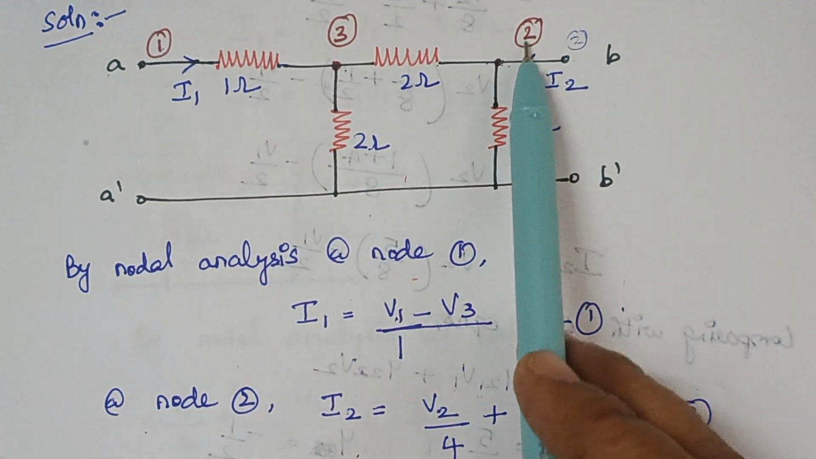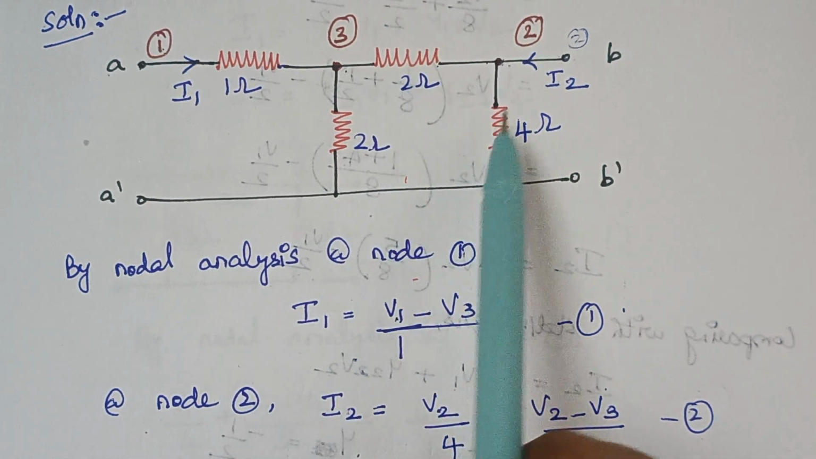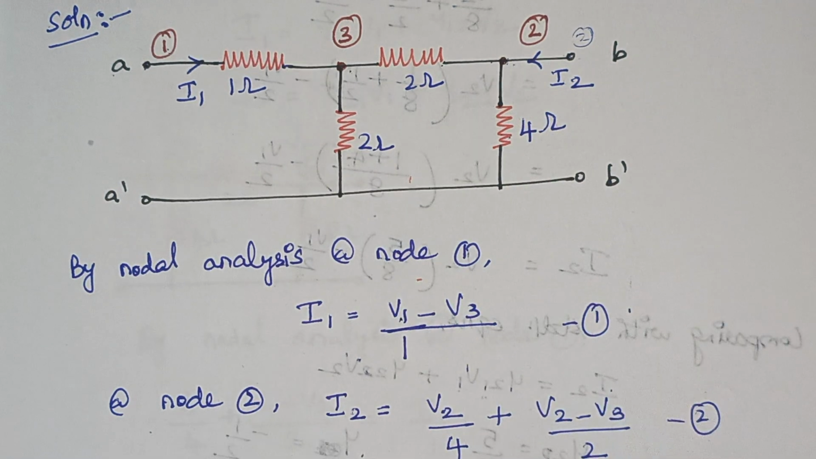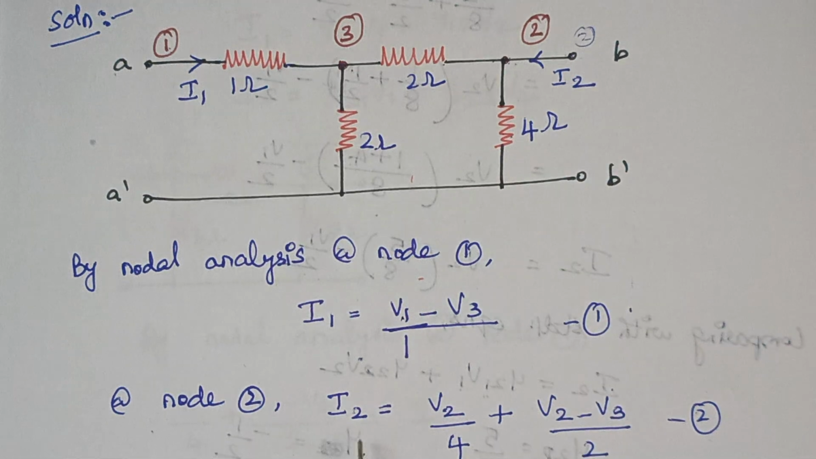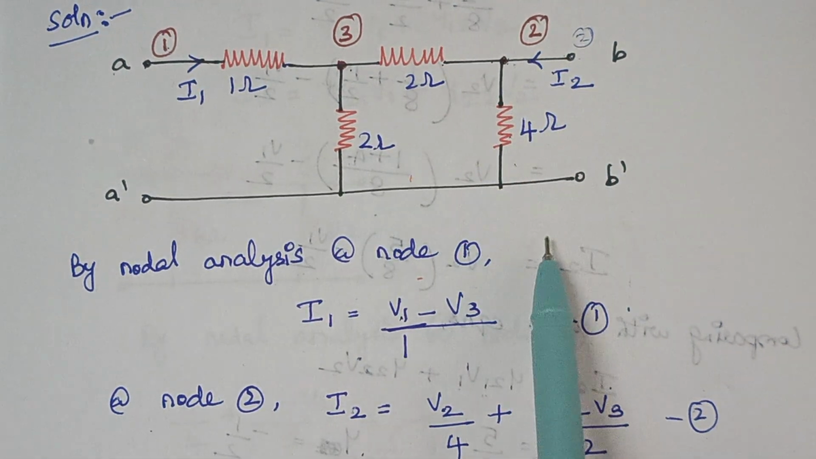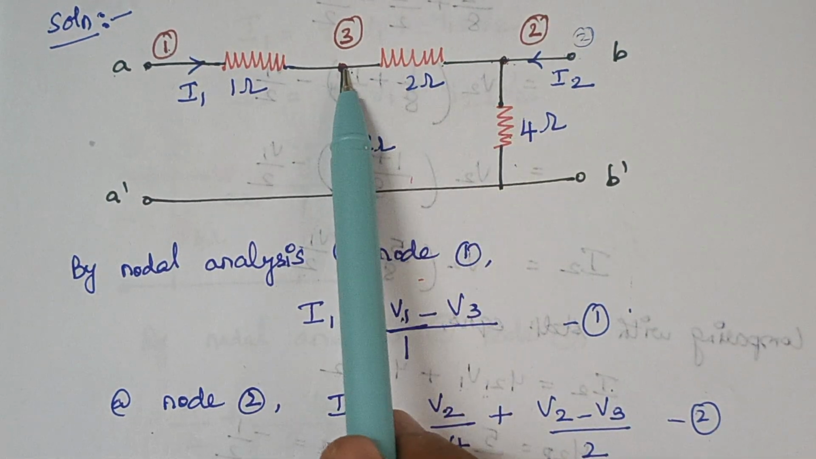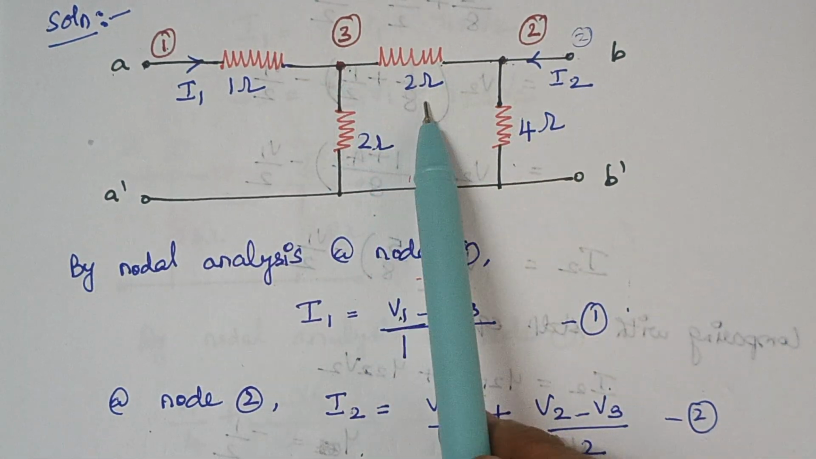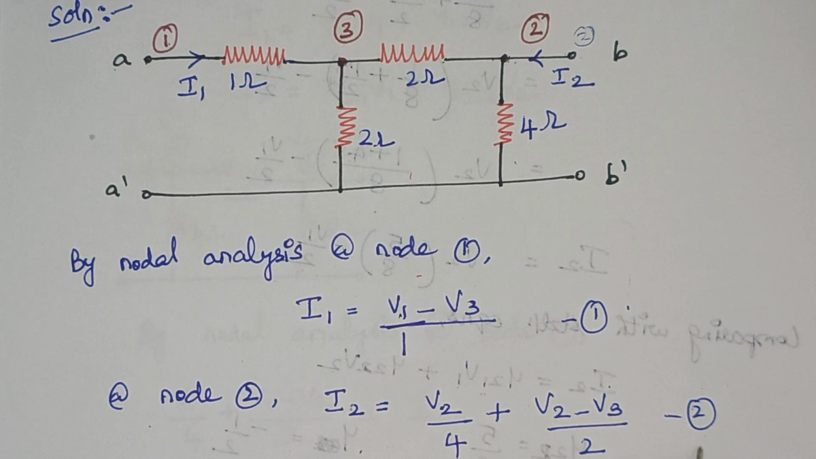Now we are writing nodal equations at node 2. When you look at node 2, you see we have two elements connected, and this 4 ohm is connected only with this node 2. Therefore, while writing the equation, the respective current flowing here is I2. So I2 is equal to V2 by 4 plus, and again this 2 ohm is connected between node 2 and node 3. So while writing the equation, it should be V2 minus V3 by 2. So this is your equation number 2.